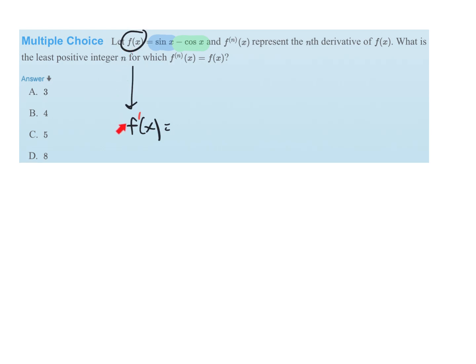All right, let's just start taking derivatives. The first derivative of the blue part and the green part is cosine of x, and the derivative of cosine is negative sine. So minus a negative sign is plus sine. All right, second derivative. Derivative of cosine is negative sine, and the derivative of sine is cosine.